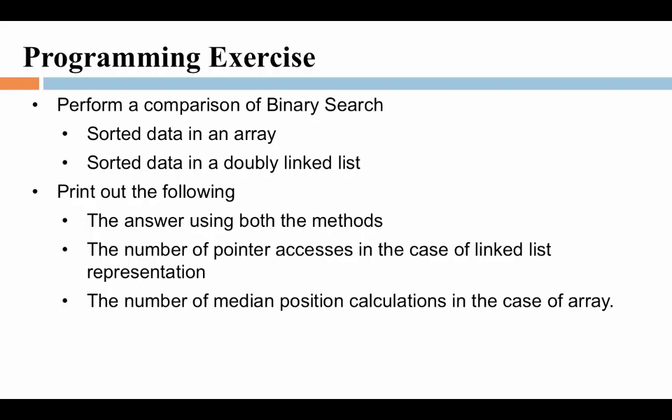Right. So when the sorted data is stored in a doubly linked list, what we will do is print out the following. We will print out the answer using both the methods. In other words, we will print out whether the given search key is being found or not. We will also print out the total number of pointer accesses in the case of the linked list implementation, and the number of median position calculations in the case of an array. And we will see how much effort is involved in both of them.